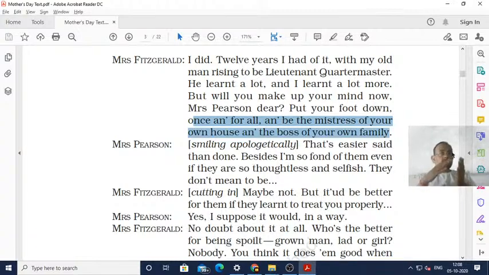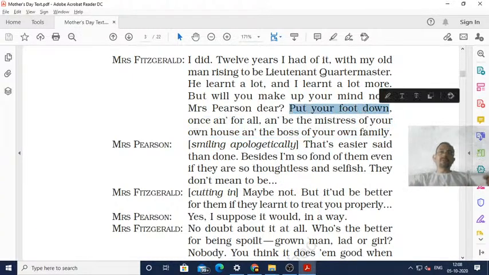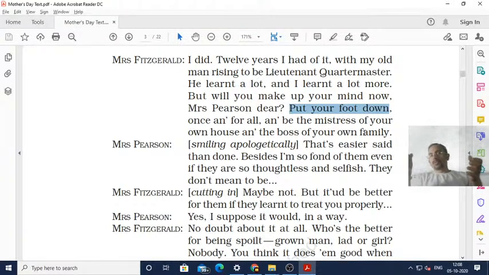But then she suddenly changes the topic and says to Mrs. Pearson dear, you've got to be very much firm in your approach towards your family. Put your foot down. Put your foot down means you've got to be very resolute and very assertive to your family once and for all, and be the mistress of your own house. Once you become an assertive, dominant member of your family, that is the end of all the problems in your family.